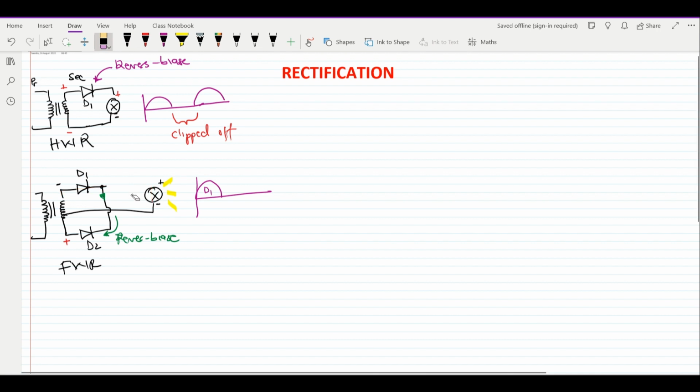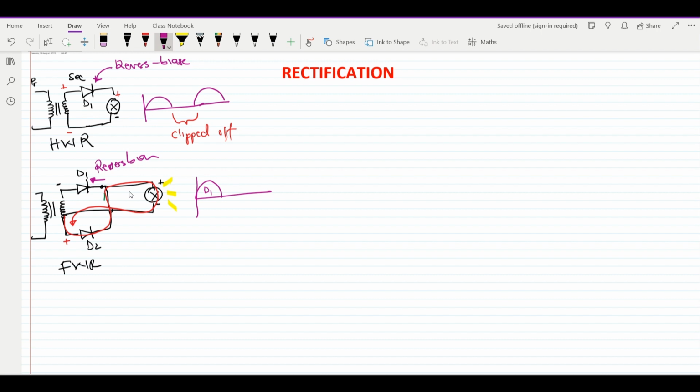Let's try to fix that. This is what we'll be seeing here. The current will now be taking this direction up towards the load, coming back, and then down. So at the very same instant, when the current tries to move in this direction, when it gets to that point, it will be blocked because that will be in reverse bias mode.